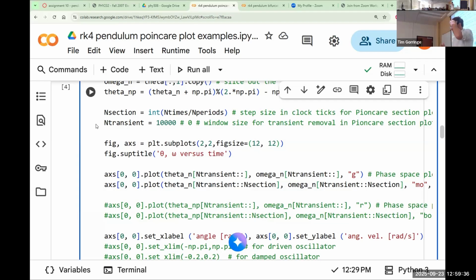Remember, there were 16,000 clock ticks in my entire time range. I'm actually going to hang out for 10,000 of them and not plot anything in the Poincare section plot, and only make the Poincare section points and plots for the last 6,000 of those 16,000 ticks. So those are just two parameters that I'm defining that are going to be handed down.